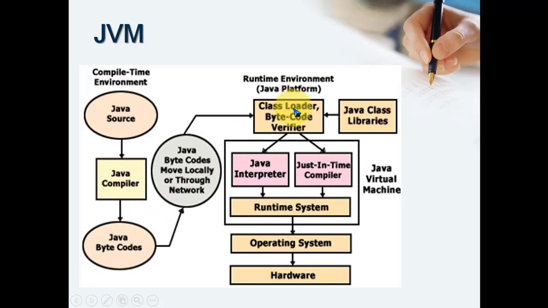If the bytecode verifier verifies this bytecode and it is okay, then it is loaded into the Java virtual machine. Now what is the role of the Java virtual machine? The JVM will only execute your bytecode and pass it on to the OS. With the help of the OS, it will execute. But here, the main thing is that two components are given: the Java interpreter and the just-in-time compiler.